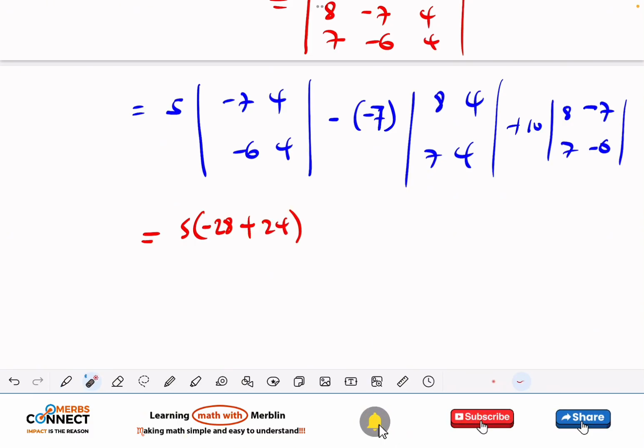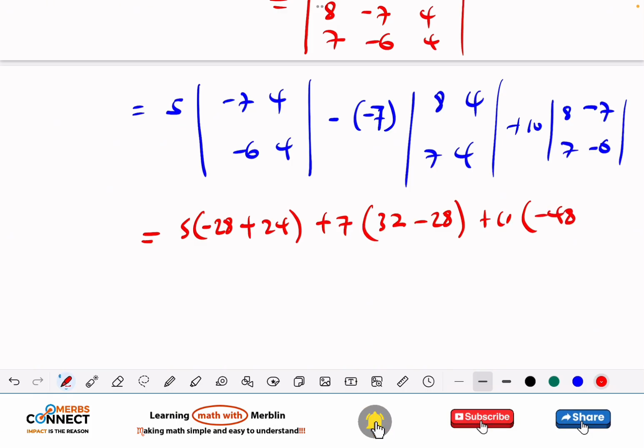This one should be minus. This and this will be minus. Good. Then plus 7. This is going to be 32 minus 28. Yes. Plus 10. And then minus 6 times 8 should be minus 48 plus 49. Good.